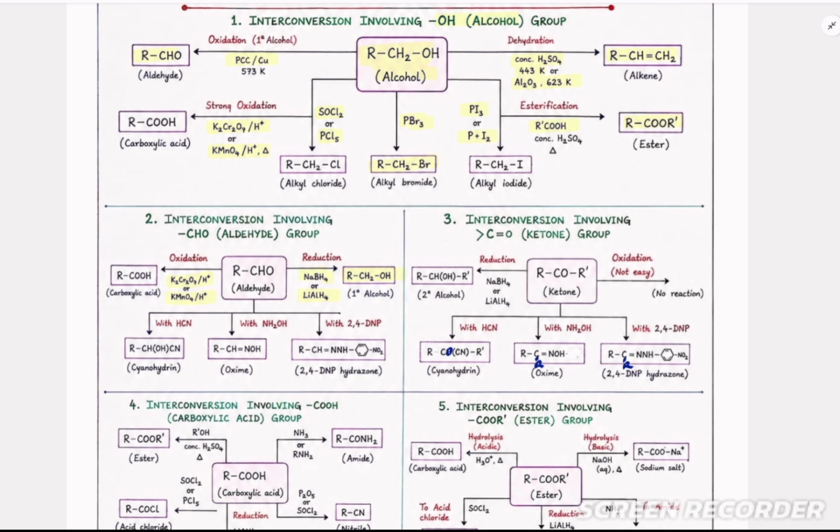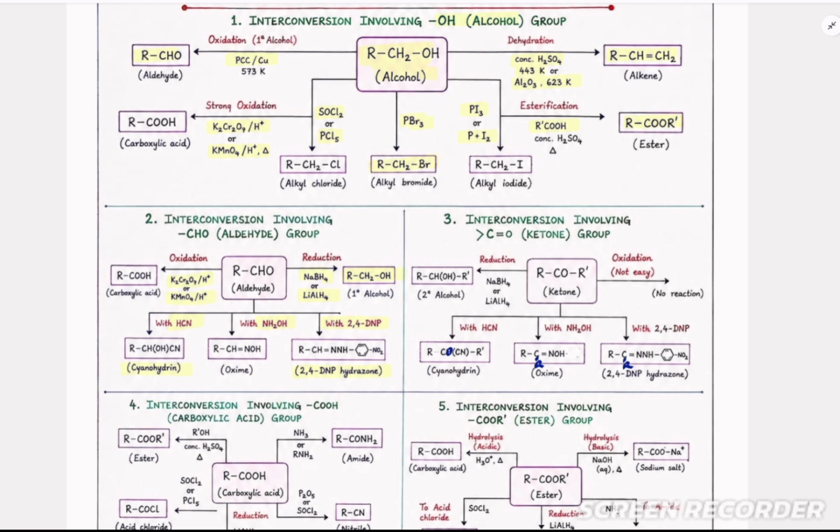This aldehyde can also be converted into cyanohydrin by reaction with HCN, which is a nucleophilic addition reaction. Then this aldehyde can be converted into oxime by reaction with hydroxylamine, and further it can be converted into 2,4-dinitrophenylhydrazone by reaction with 2,4-DNP, dinitrophenylhydrazine. So this is all about this.